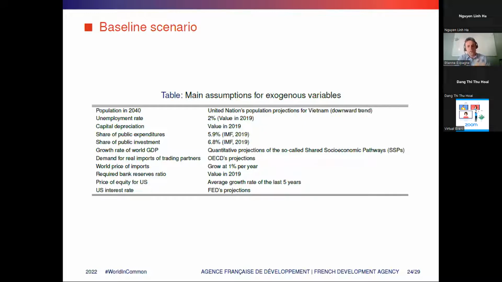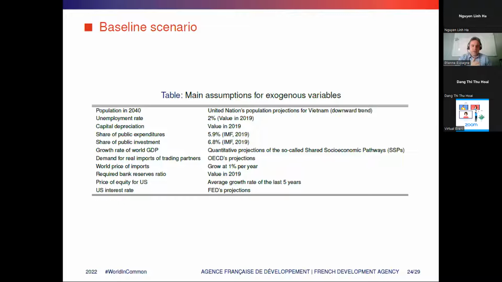Then the important question was the growth rates of world GDP, where we based our projections on the SSP scenarios, the so-called shared socioeconomic pathways, coming from the previous IPCC report. We are updating this in our final report to the latest IPCC report. Then we use OECD projections for the demand for real imports of trading partners. We make the hypothesis that the world price of imports grows at 1% per year.